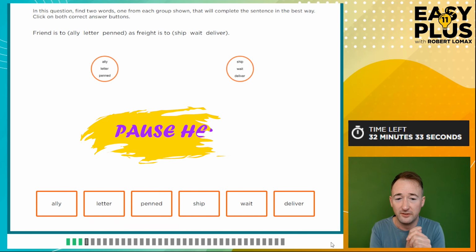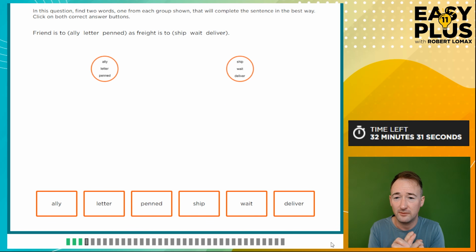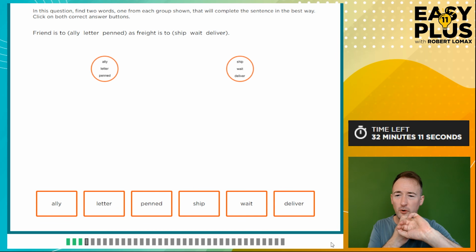Friend is to ally, letter, penned. Okay, two things jump out at me here. A friend might be an ally, and friend rhymes with penned. Okay, freight is to ship, freight is to weight, so that's also a rhyme. So that's a very natural match. Friend is to penned as freight is to weight. But what about the ally thing?